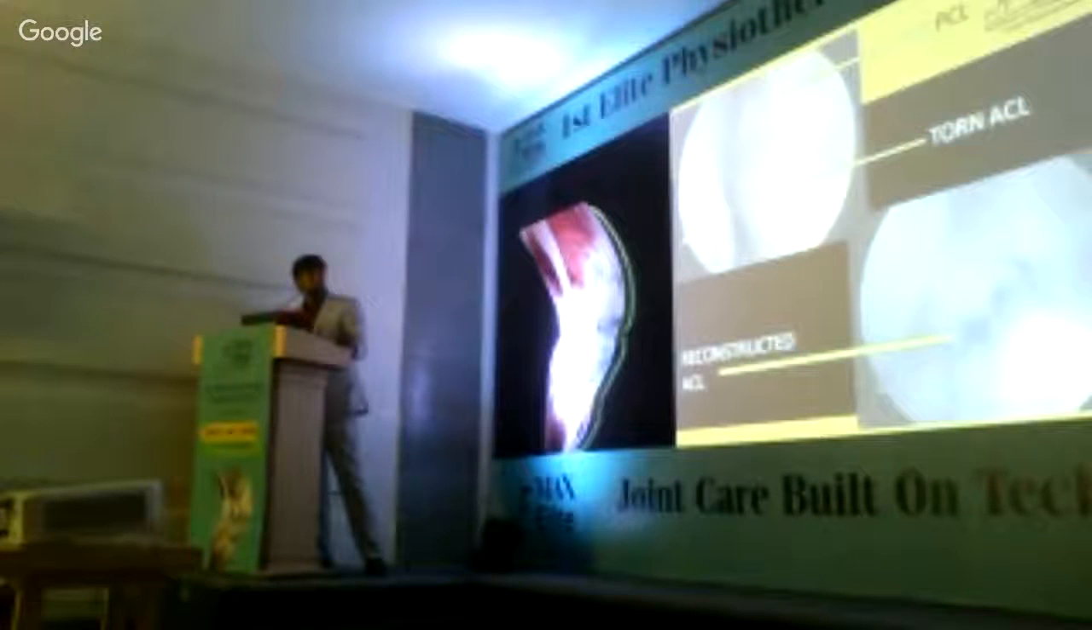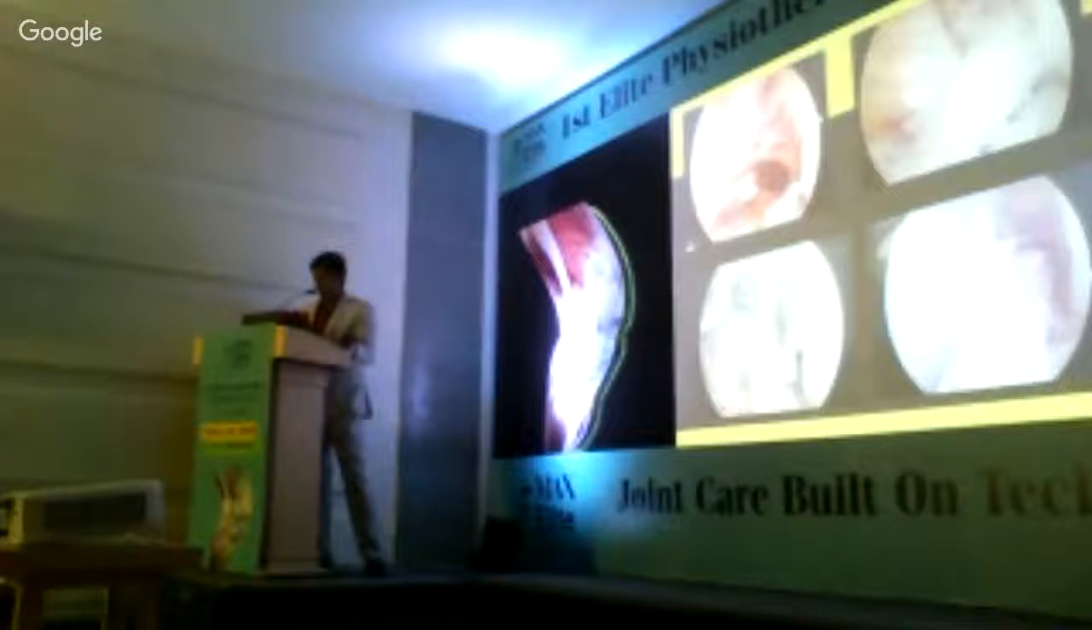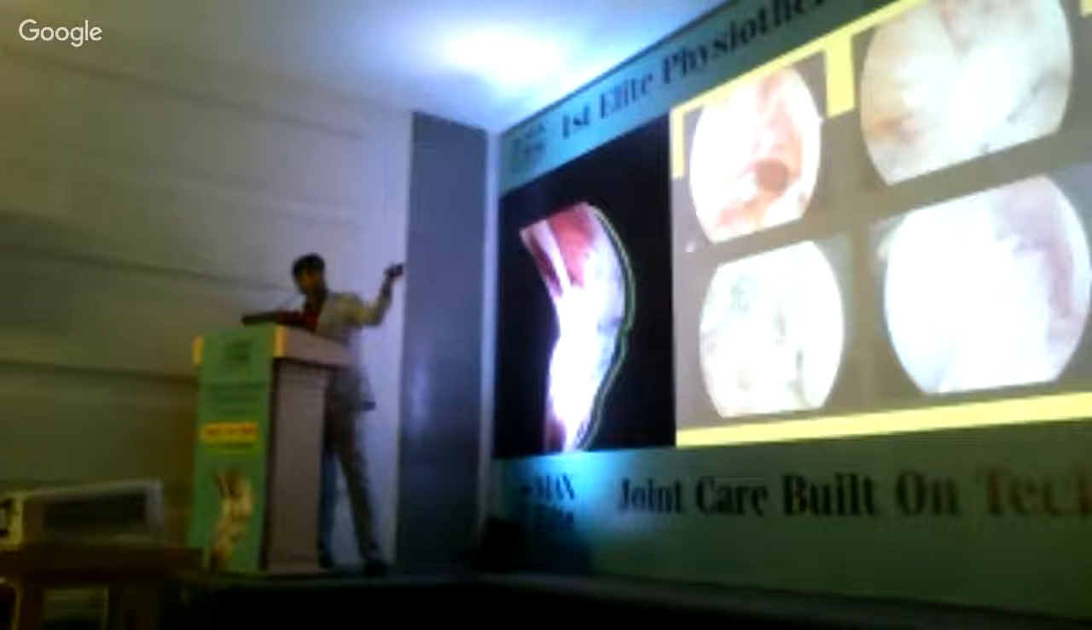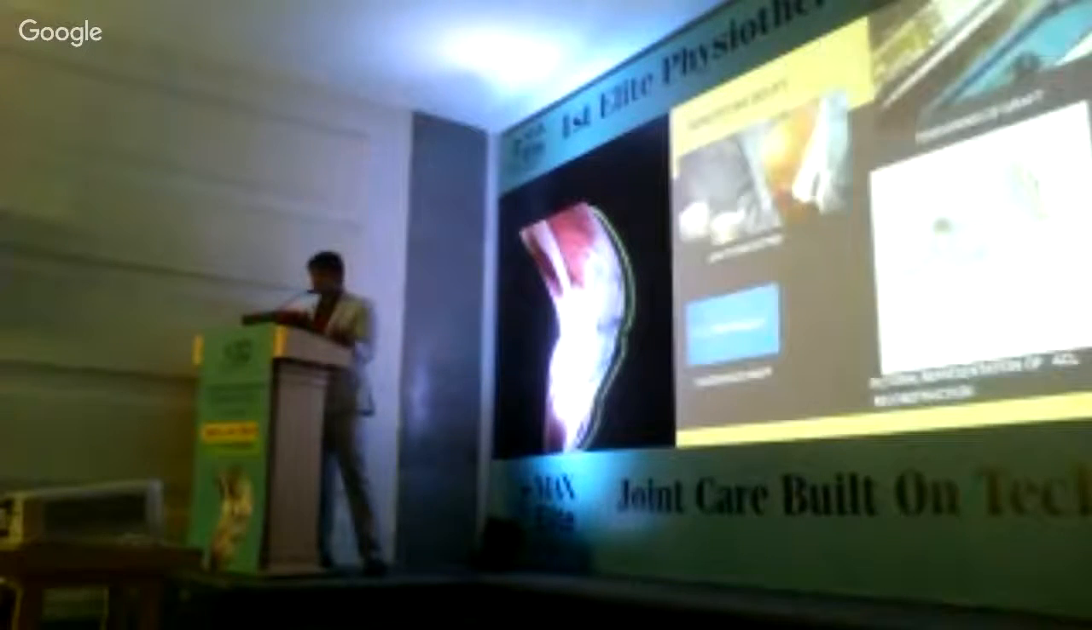This is an image of a torn ACL. We saw the ACL was off the lateral femoral condyle, and we were able to restore it post surgery on the condyle. The lower picture is of the graft. These are a few other images of the ACL. On the left is the torn ACL. On the right are images of the reconstructed ACL, along with the PCL at the top.